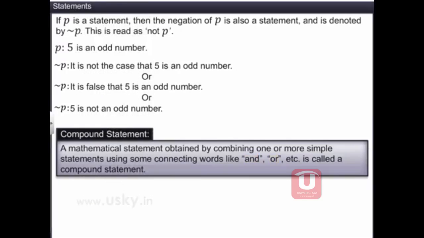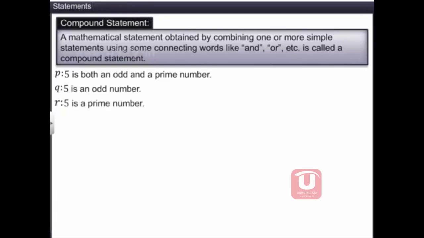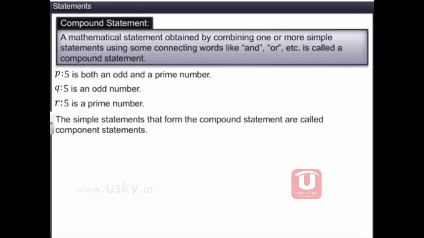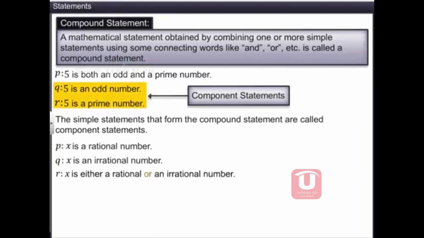Generally, we use the words and, or, and so on to connect simple statements. Let's consider the statement 5 is both an odd and a prime number. This statement tells us that 5 is an odd number and 5 is a prime number, and that they are connected with the word and. The simple statements that form the compound statement are called component statements. Let's combine the given statements using the word or. The compound statement obtained is x is either a rational number or an irrational number.